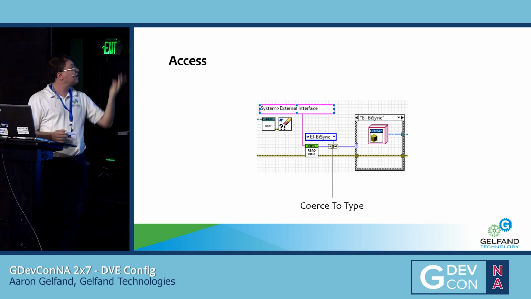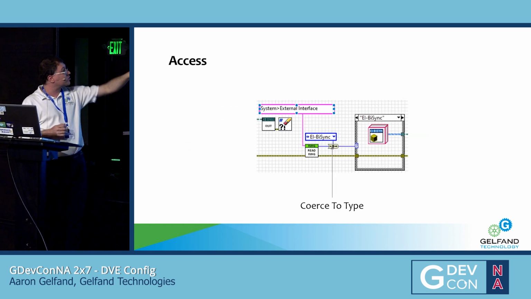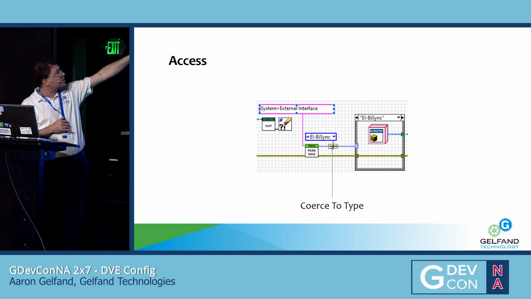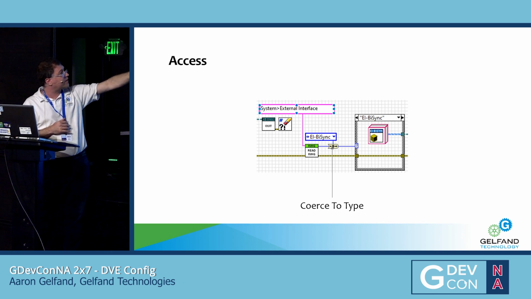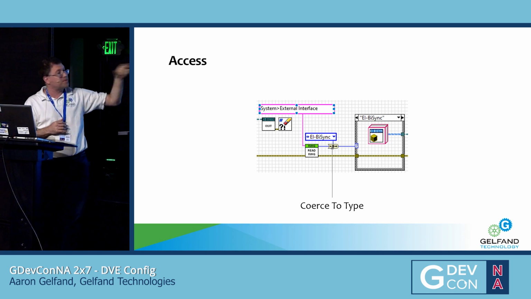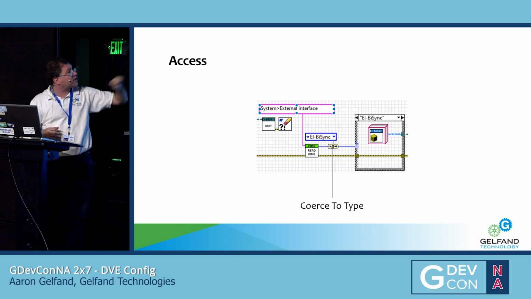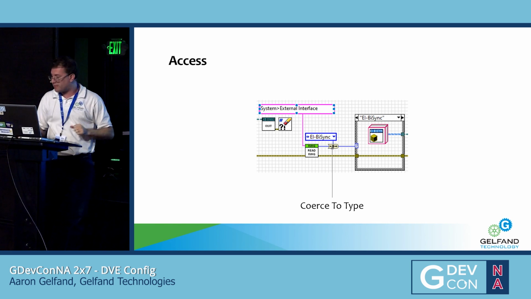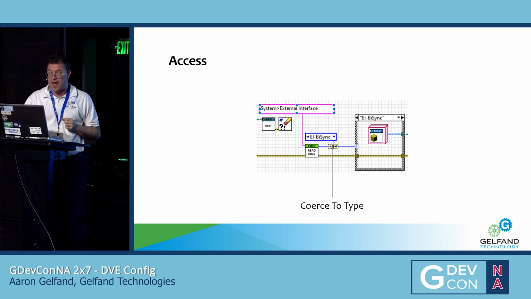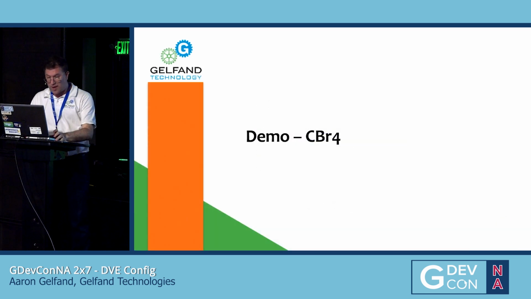For accessing, as I said, I have read VIs. So in this case, I have read ring control. I have the read ring data type, and I'm reading system external interface. I'm using the coerce to type to turn that into an enum to make my case statement easier. And for the case statement there, I'm selecting between different classes, classic factory pattern. So now I'm going to go into my demo.